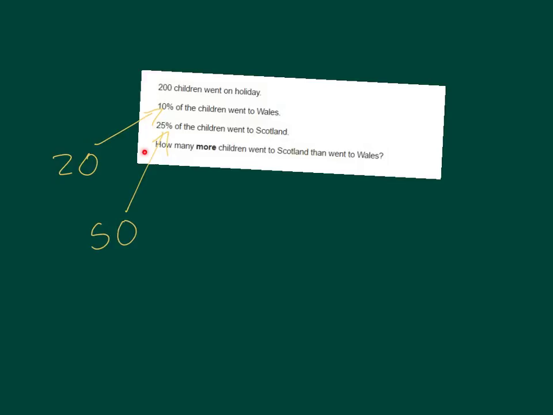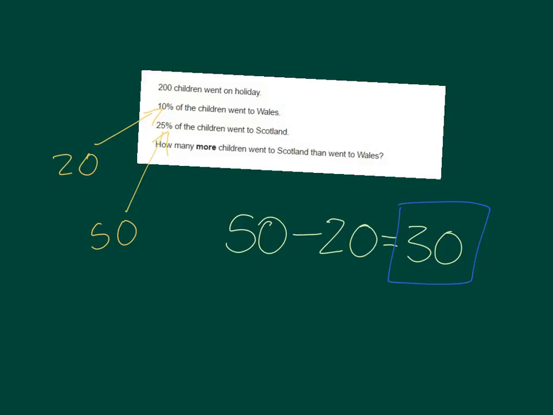Oh, better read the actual question. How many more children went to Scotland than to Wales? How many more? So I'm looking for a difference here. Well, that's quite easy. 50 went to Scotland. 20 went to Wales. If I subtract 20 from 50, which equals 30, I know how many more went to Scotland. So there's my answer. 30. Problem solved.